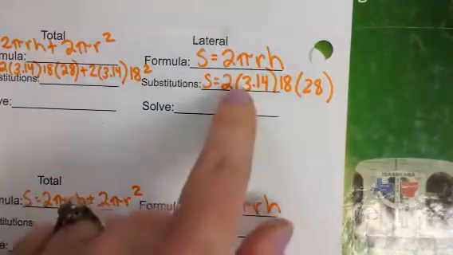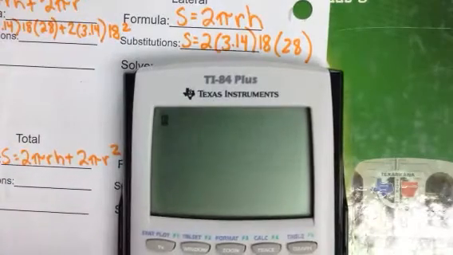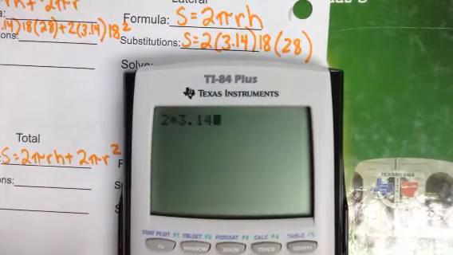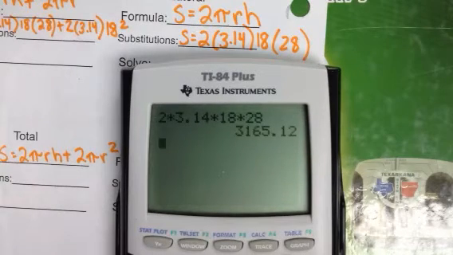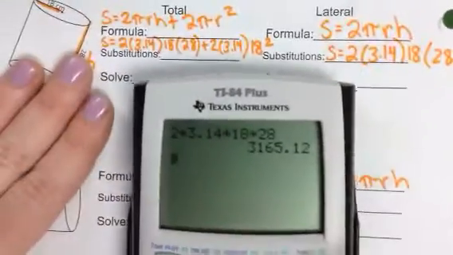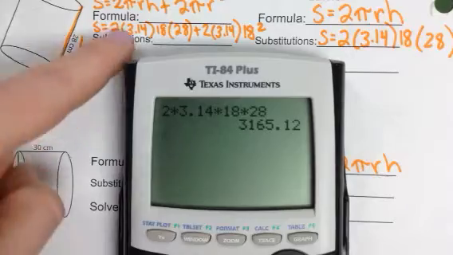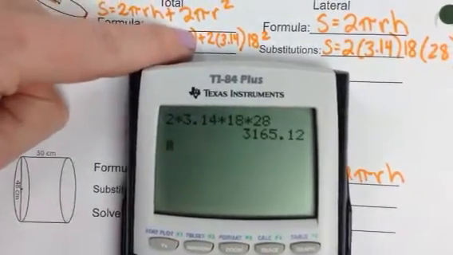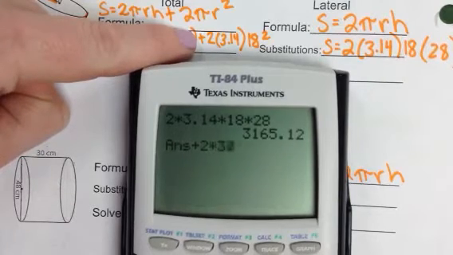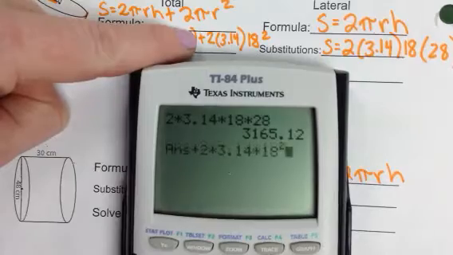Okay, since they both have this part in the formula, I'm going to start with the back one. Okay, and I'm going to go ahead before I write that answer down, because this has the lateral again in the front part. I'm going to pick it up from the plus 2 times 3.14 times 18 squared.